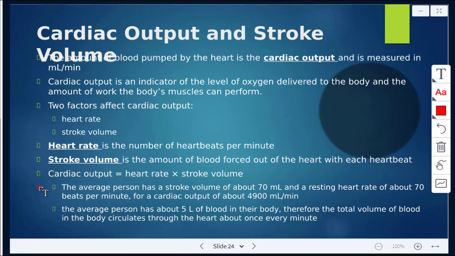The average person has a stroke volume of about 70 milliliters and a resting heart rate of about 70 beats per minute. So their cardiac output would be about 4,900 milliliters per minute. The average person has about 5 liters of blood in their body. Therefore, the total volume of blood in the body circulates through the heart about once every minute.